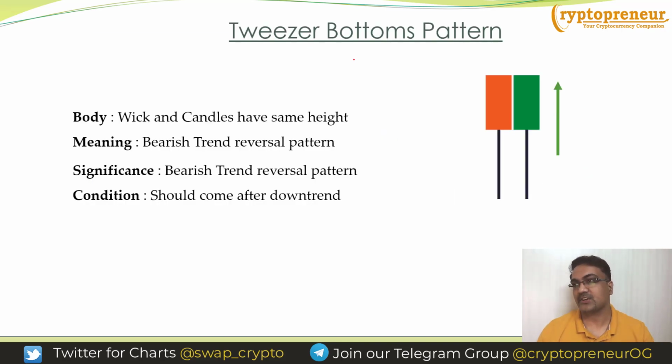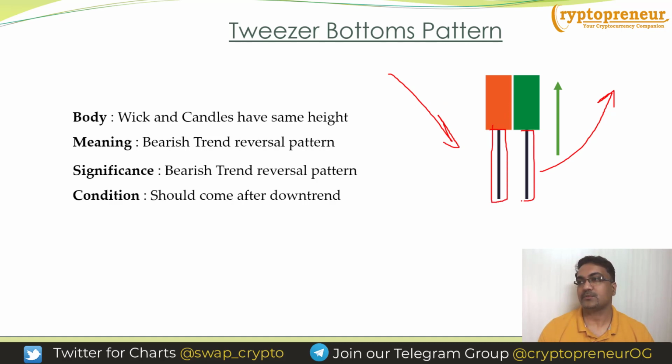Okay, this is just the opposite of the tweezer top. Whenever the market is in a downtrend and we see this type of candlestick pattern, the market will start moving up from here. That is the consideration. So the pattern looks like this. There are wicks at the bottom, and two parallel bodies. The bodies should be parallel to each other, and the wicks might be smaller or longer, it doesn't matter, but the body should be like this, and it should be at least a bit engulfing.